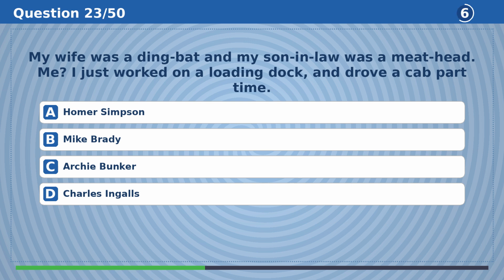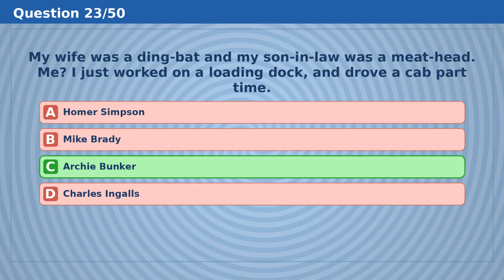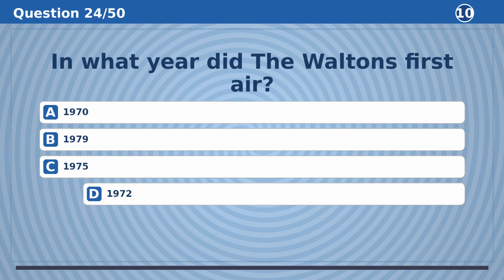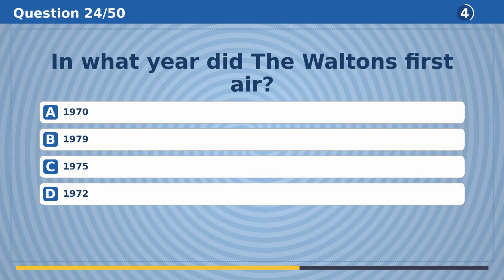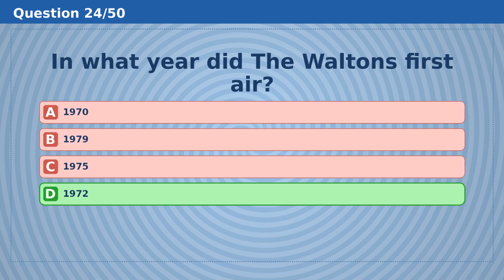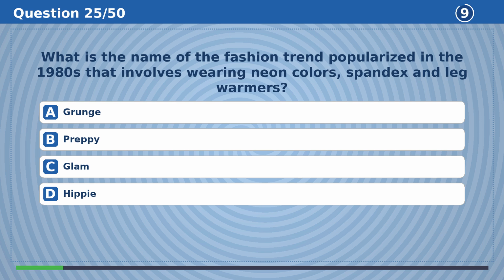My wife was a dingbat and my son-in-law was a meathead. I just worked on a loading dock and drove a cab part-time. The answer is C, Archie Bunker. In what year did The Waltons first air? The answer is D, 1972.